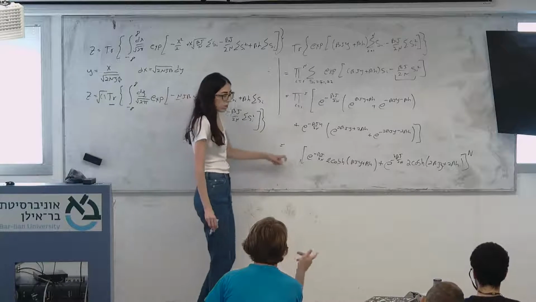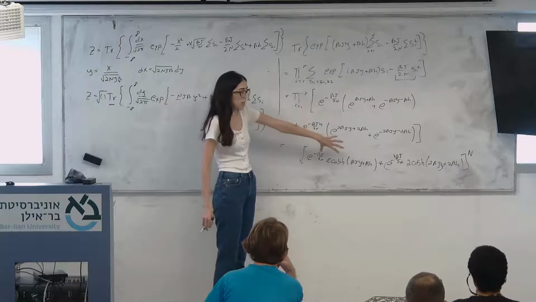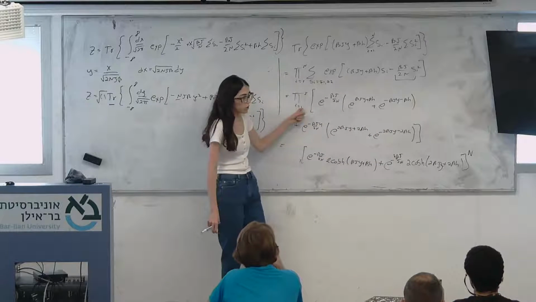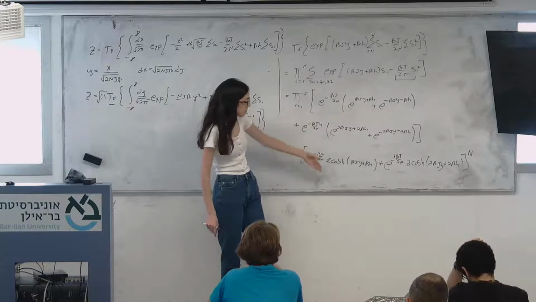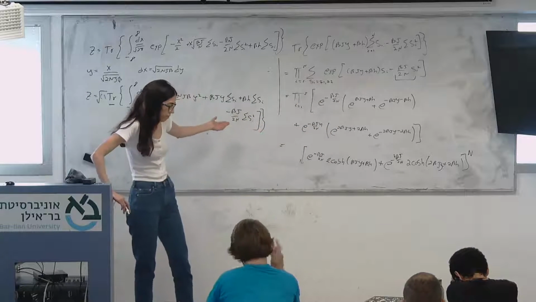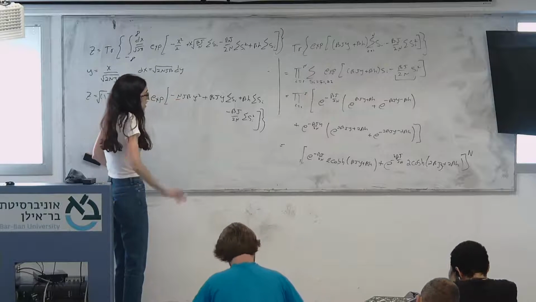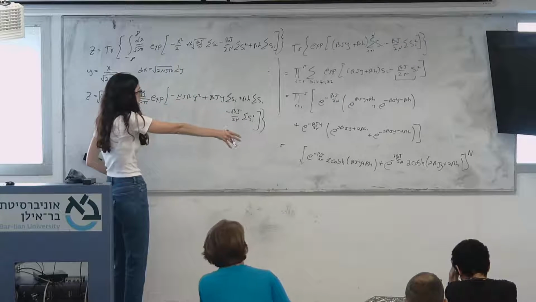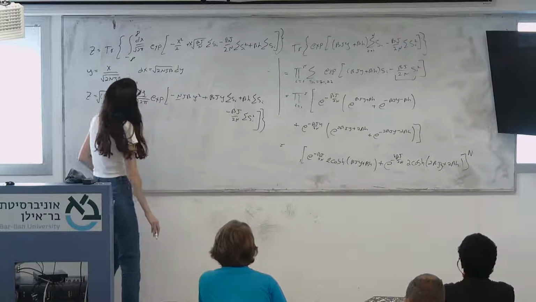I had a product from 1 to n of that. But nothing here depends specifically on i. So if I multiply n times that expression, it's just the expression to the power of n. Okay, so that was the trace. Now we can take that and put it back in the partition function.